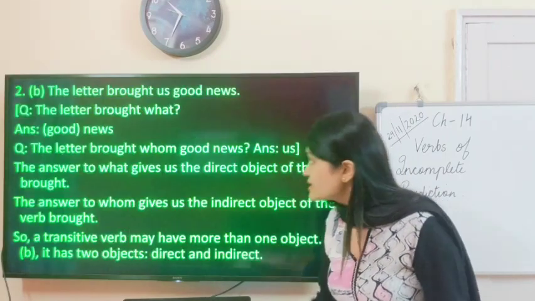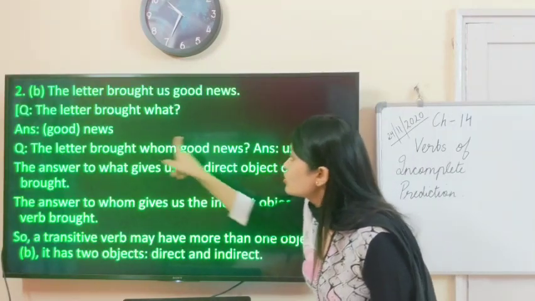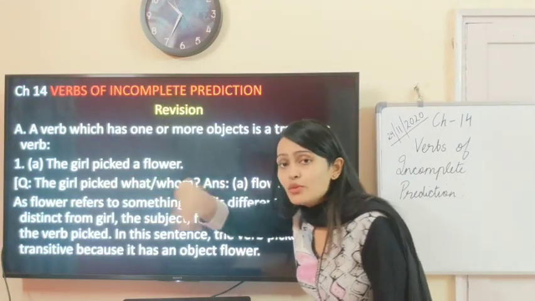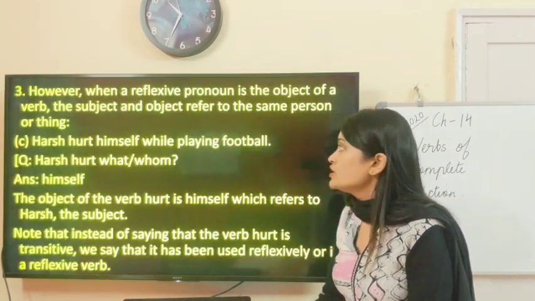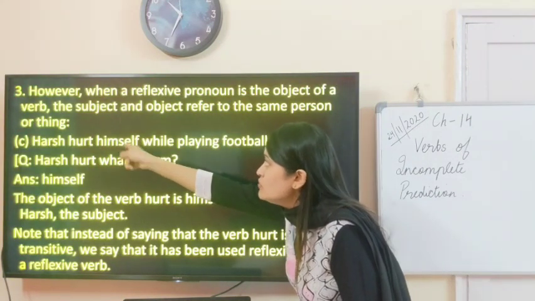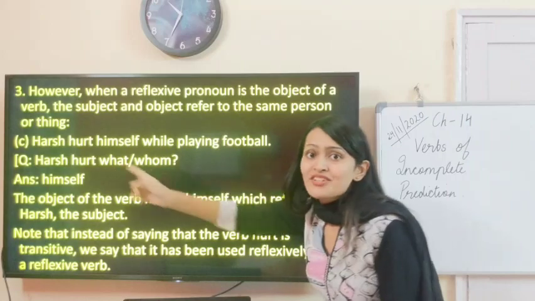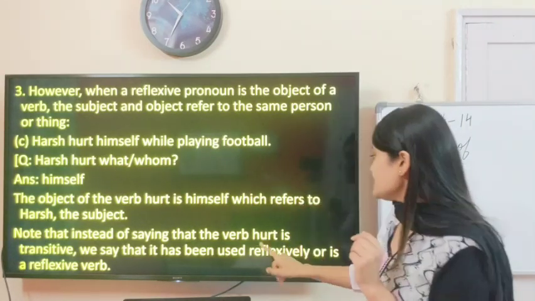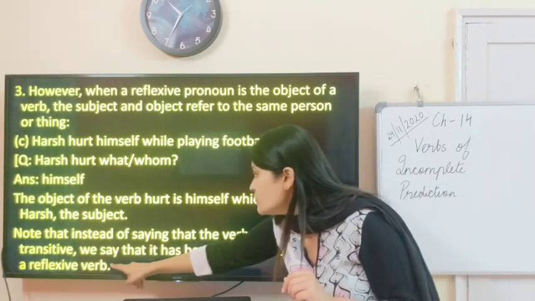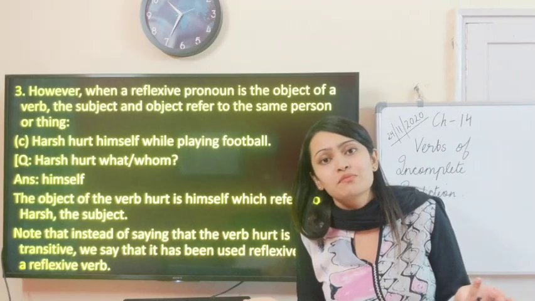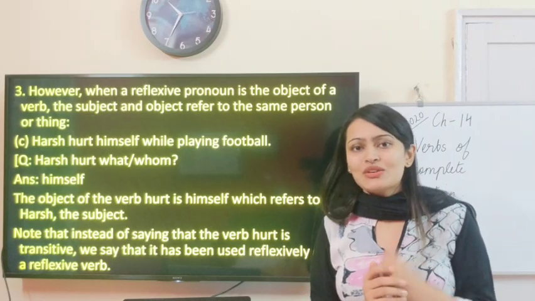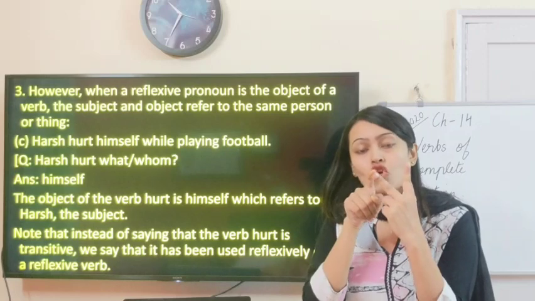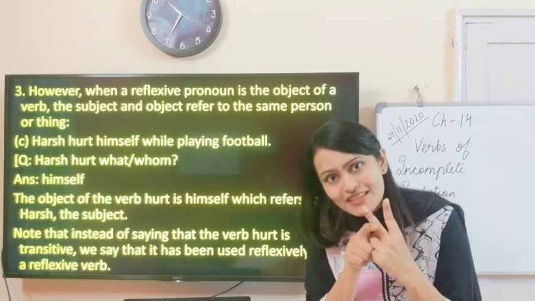In the previous example, the letter brought good news, the girl picked a flower. Flower and girl were different. But over here in this example, himself is whom? Harsh. Harsh is what? Himself. So it is one and the same person. Right, children? So we will say that it is a reflexive verb, or that the verb has been used reflexively. Two different things we have learned: transitive verb, and reflexive verb, or verb used reflexively.